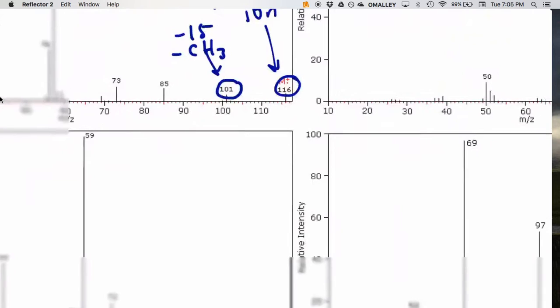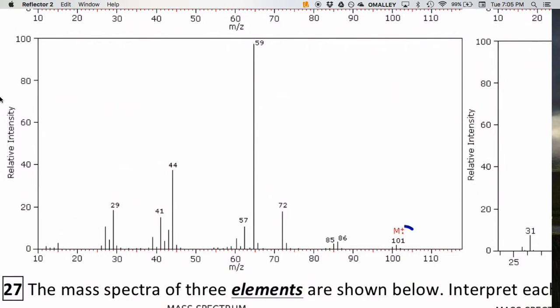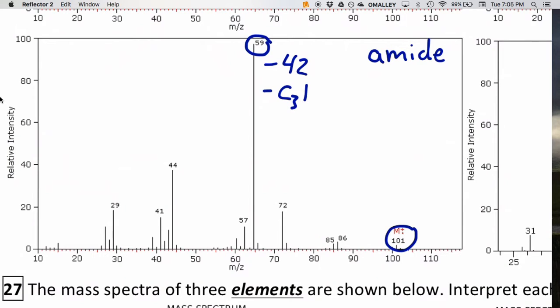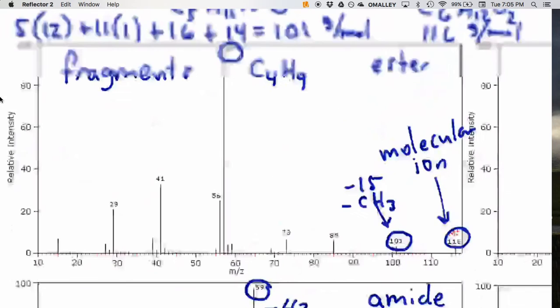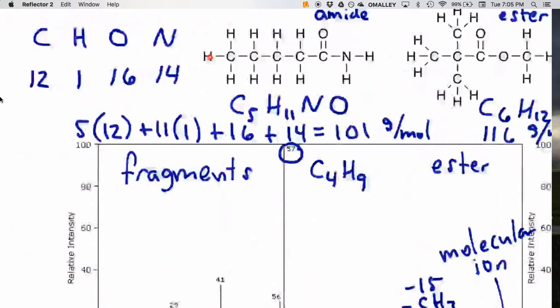Going to the next one in the lower left, the molecular ion peak I see here is 101. That corresponds to the amide that we have up above. And if I look at the 59 base peak here, that could be the loss of 42, which is the loss of 3 carbons and 6 hydrogens. Looks like we might have broken the molecule off to the left somewhere, breaking off this left branch.